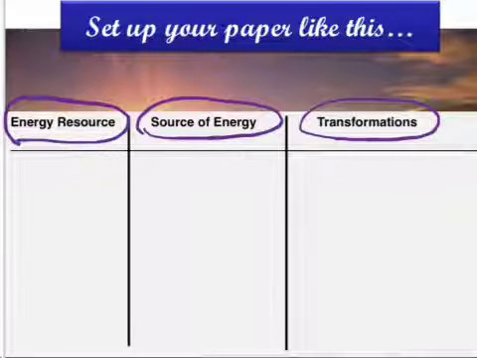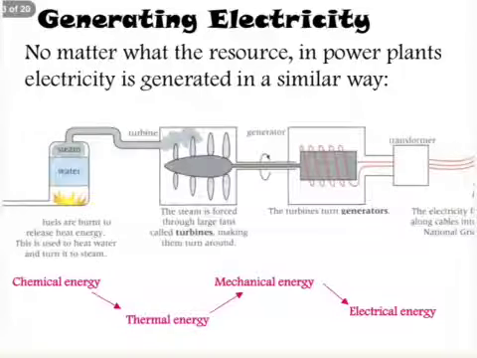Once you get your paper set up, then what you're going to do is fill in each column as I talk about each different type of energy resource. So today we're talking about basically how we take an energy resource and we turn it into electricity that we can use. And what you really need to know is all the different transformations that are taking place to get the electricity at the end.